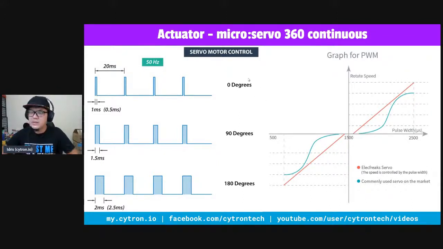So 0 degrees means the fastest counterclockwise, for example. Then 180 degrees is the fastest clockwise. 90 degrees will stop the motor. For example here we'll stop the motor, and then you just control the width of the pulse here. But in CircuitPython, it already comes with a library, and it's quite easy to use. So maybe we can try.